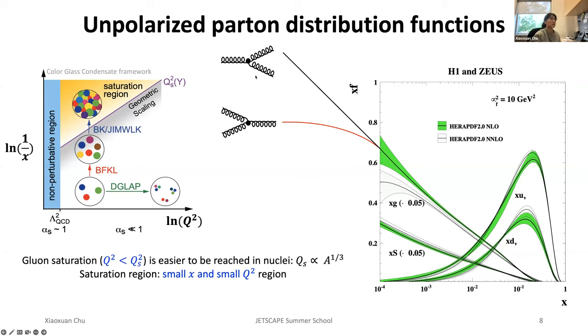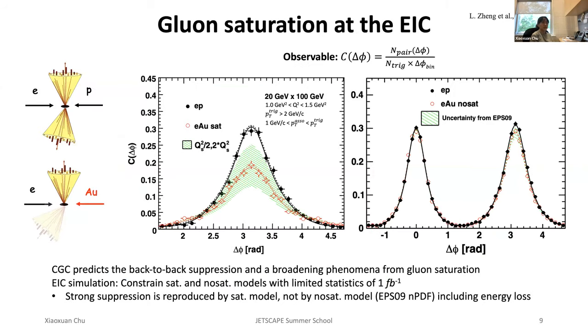If these two processes reach a balance, at this point, we call this gluon saturation. Mathematically, gluon saturation is defined as Q² smaller than Qs. Qs is the saturation scale. It is larger with high-A nuclei. So that means in high-A collisions, it is easier to access this saturation regime. The saturation represents the small x and small Q² regime. And then let's see what we can do with ESC data.